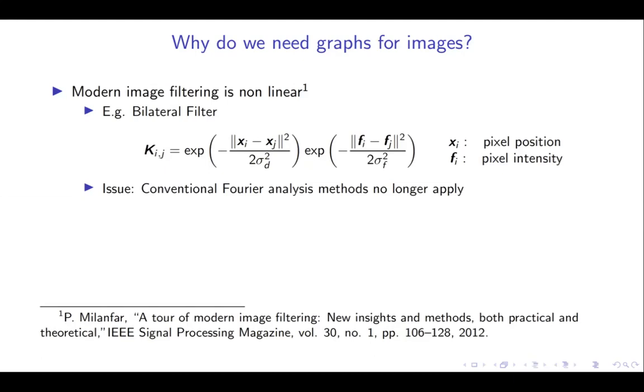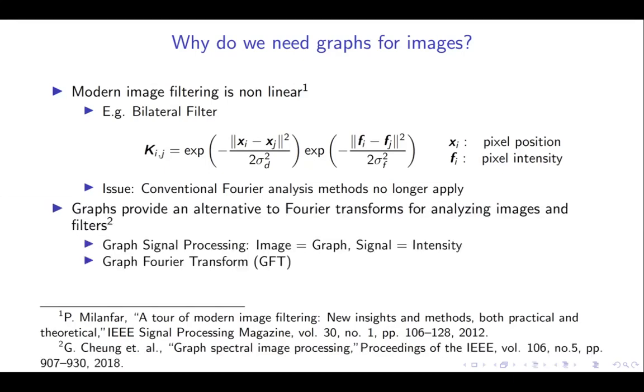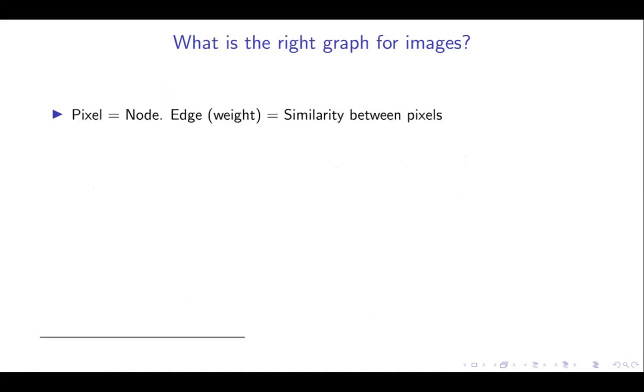A popular recent alternative is that of graph-based spectral analysis. In graph signal processing, one represents images as graphs and observes the intensity or segmentation labels on the images as signals. The eigenspectrum of graphs provides a frequency basis structure similar to that of Fourier, referred to as the graph Fourier transform or the GFT. Now then, what is the right graph representation for an image?